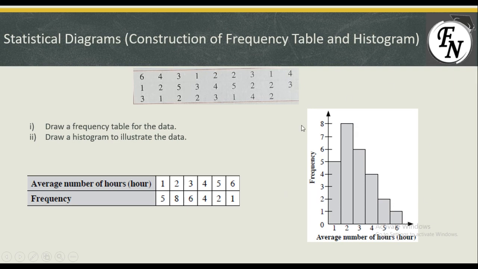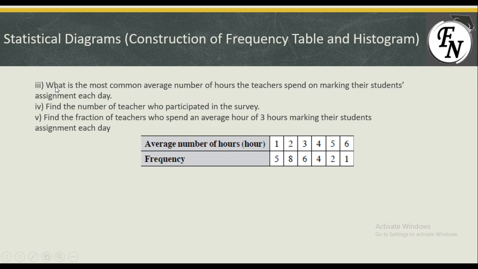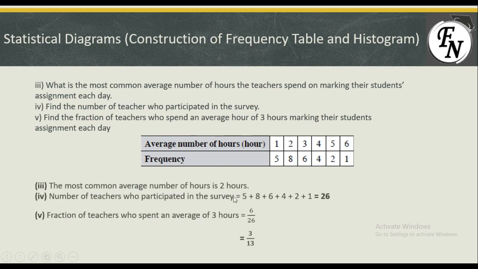This histogram has been obtained. After constructing this histogram and frequency table, I can easily answer the rest of the questions. The question was: what is the most common average number of hours that teachers spend on marking their students' assignments each day? So I need to find the most common average number, that means how many hours were required by most of the teachers. I can see that 2 is repeated 8 times. That means 2 hours is the number most teachers needed. The most common average number of hours is 2 hours.